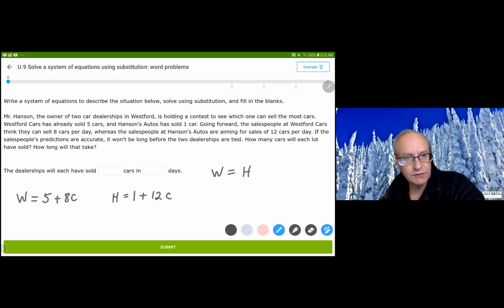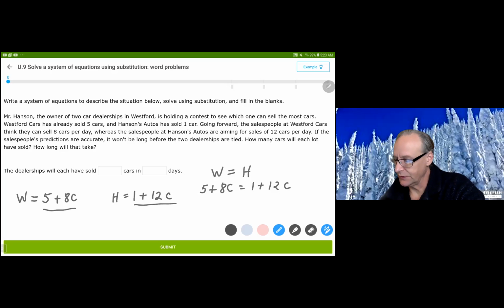And this is substitution. Instead of the W, I'm going to put the 5 plus 8C. And instead of Hanson, I'm going to put the 1 plus 12C. That's just straightforward substitution. And then we're going to solve this. A lot of people like to keep their variables on the left, but it doesn't matter. Either way, you're going to subtract 8C from both sides.